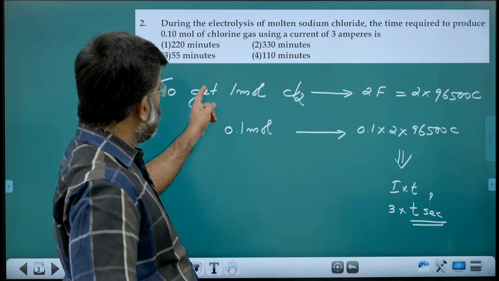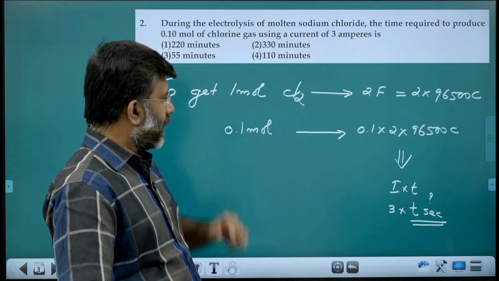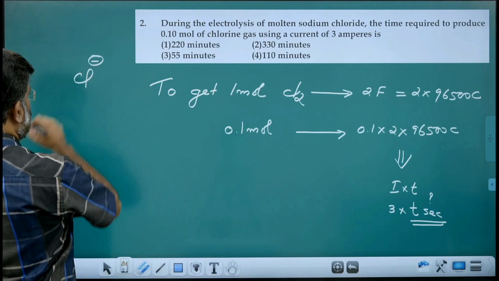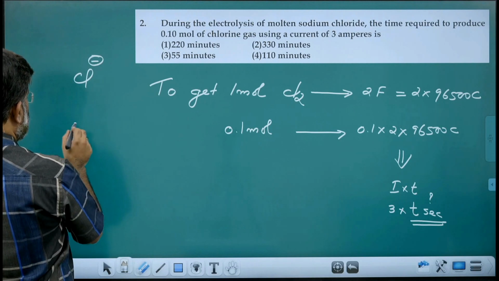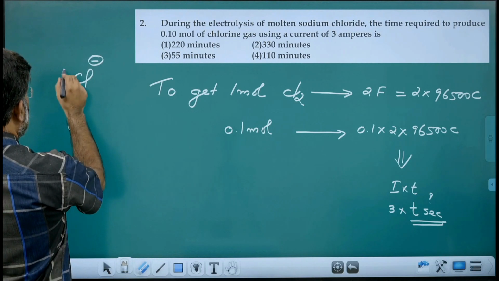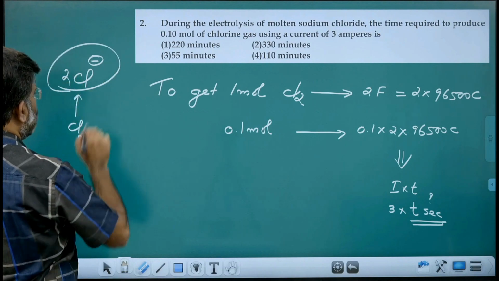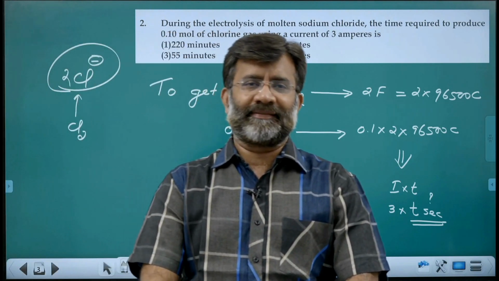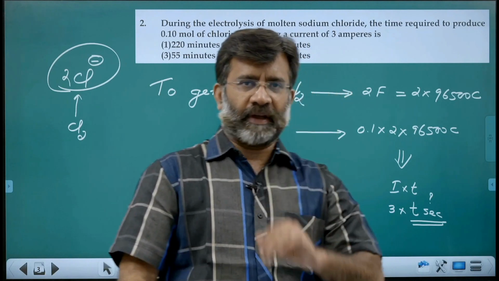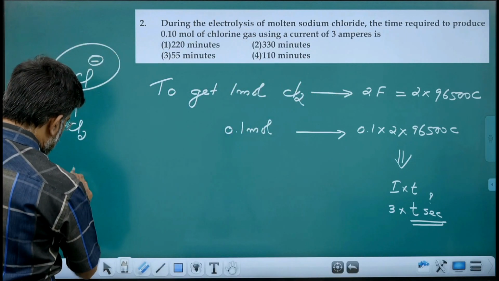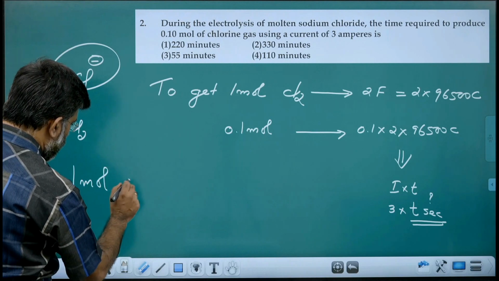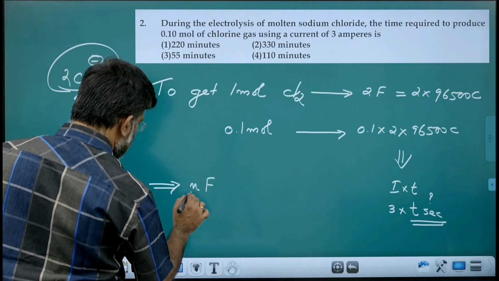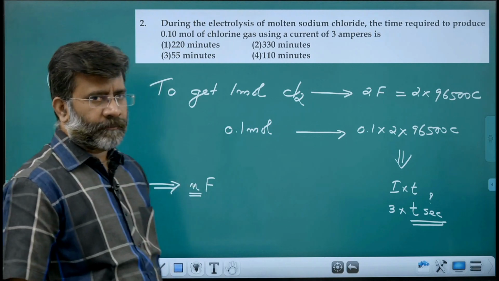So to get 1 mole chlorine, you need 2 Faraday. See, chlorine, you know it is Cl minus, so the N factor is 1. When we are talking about Cl2, it is 2 chloride, so the N factor is 2. For 1 mole of any substance, you need N Faraday, where N is the N factor.